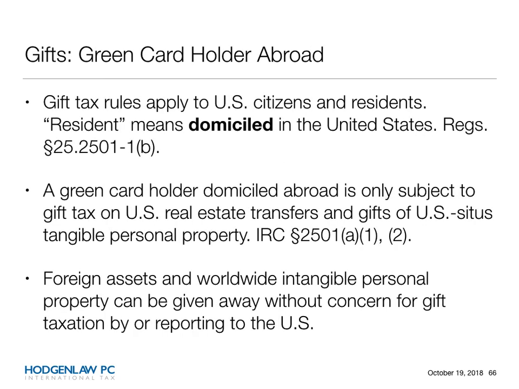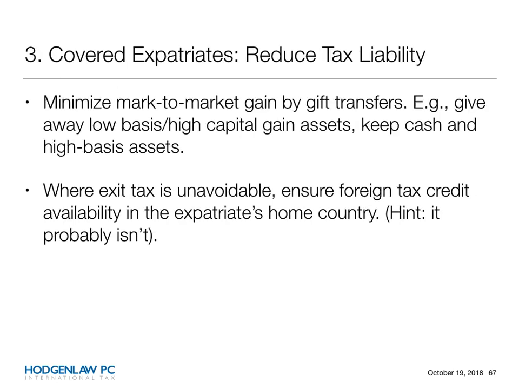The final one, which is actually kind of cool, is green card holders abroad. They only get taxed on gifts of assets in the United States: U.S. real estate and tangible personal property. Tangible personal property are things that you can hold and touch. So all foreign assets are simply not within the definition of a taxable gift for U.S. purposes, so they can dump everything. You don't even have to file a gift tax return to report it. So this is an interesting thing to help a green card holder who's living abroad to avoid the net worth test. Covered expatriates: if you are a covered expatriate, you want to minimize the mark-to-market gain by moving assets around.